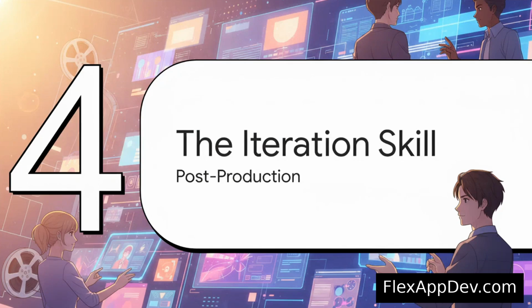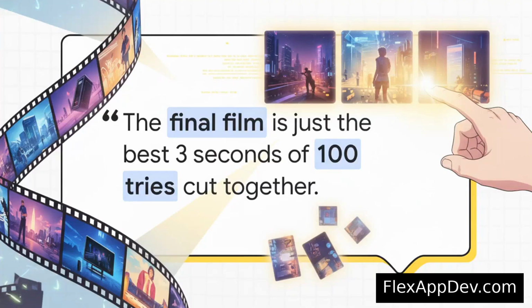Which brings us home to stage 4, the iteration skill. This right here is the post-production philosophy where all the magic finally clicks together. If you remember one single thing from this explainer, make it this quote: "The final film is just the best 3 seconds of 100 tries cut together." I absolutely love that. The secret to pro AI video generation isn't some mythical, perfect master prompt that magically spits out a finished 30-second commercial. That doesn't exist. The real skill, the absolute superpower, is relentless iteration.